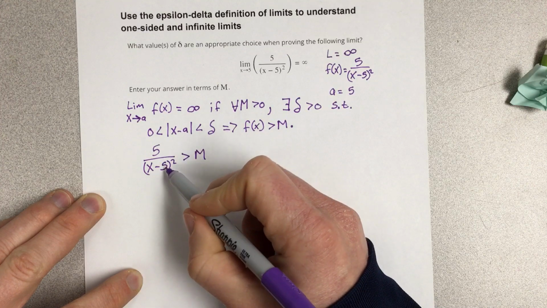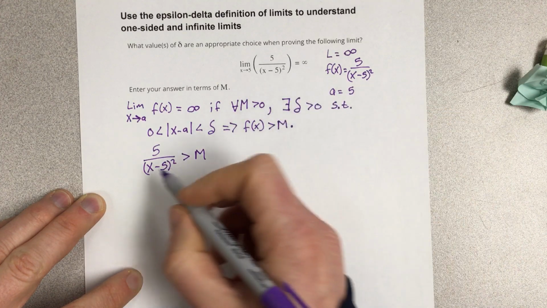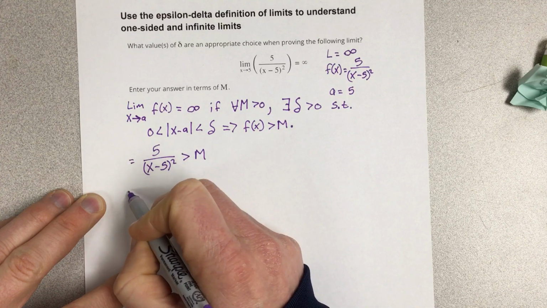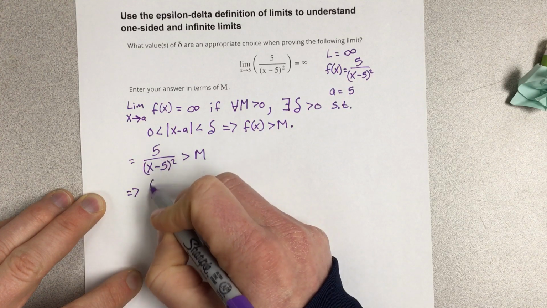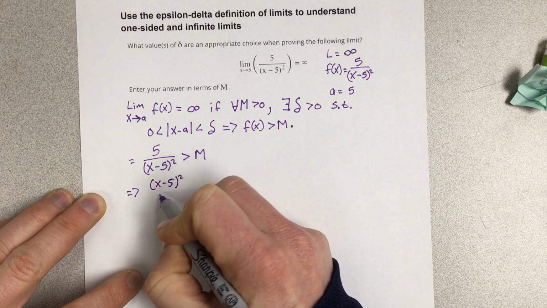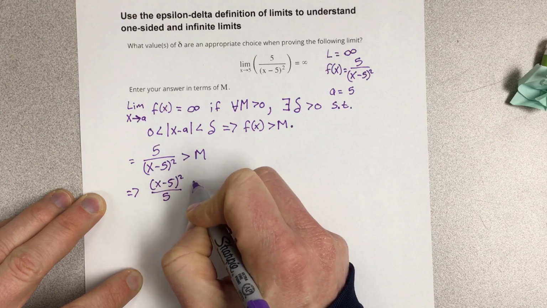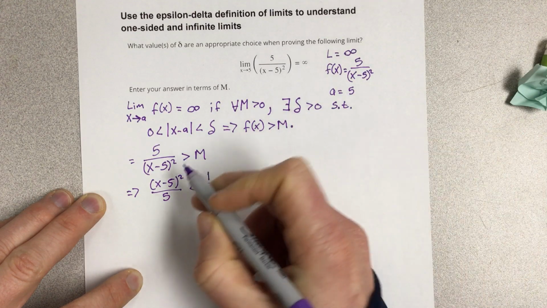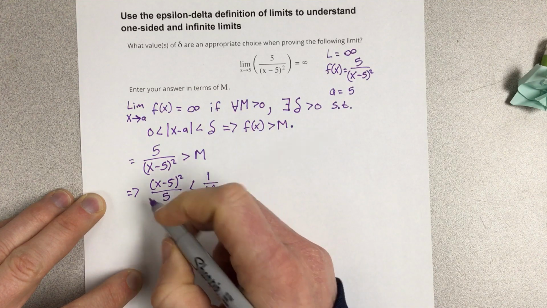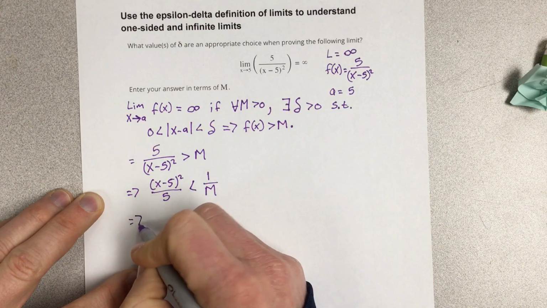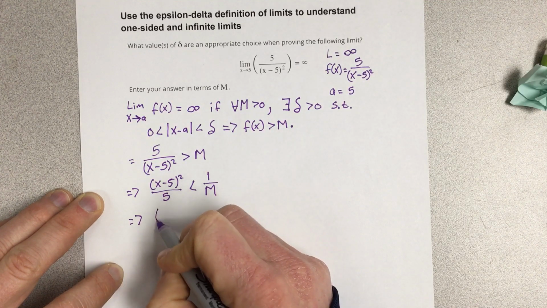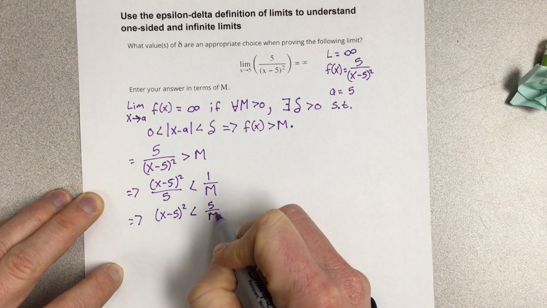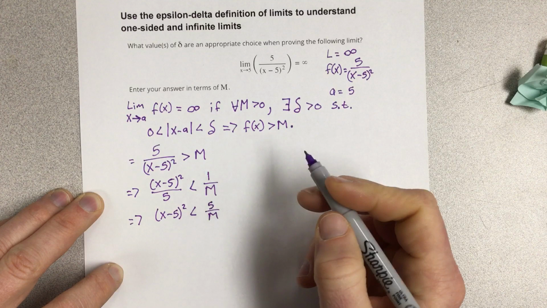We're going to take the reciprocal of each side to start. If I take the reciprocal of the left side, that'd be (x minus 5) squared over 5. And then the sign would change here, so that's less than, and that would be 1 over M. If I multiply by 5 on each side, I would end up with (x minus 5) squared less than 5 over M.